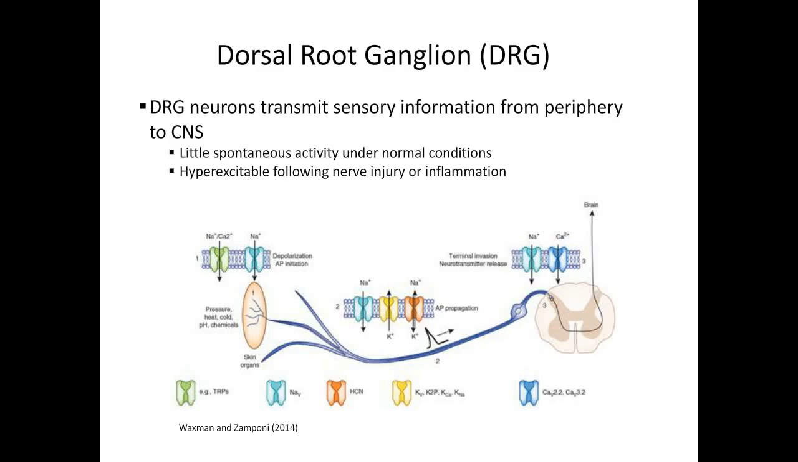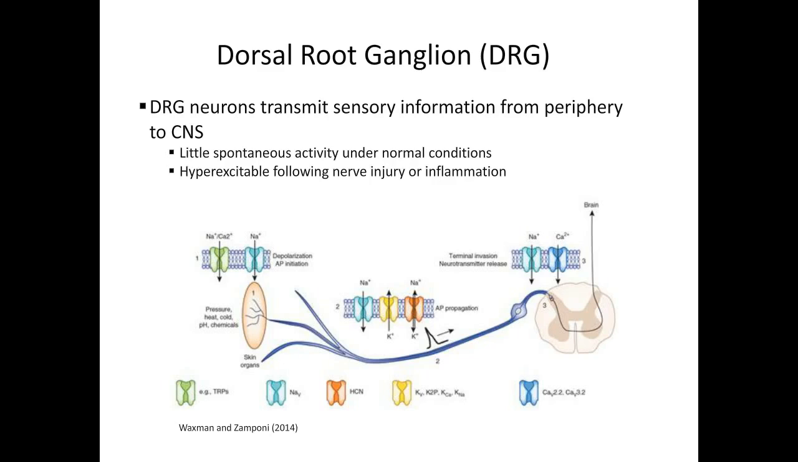As you can see from this cartoon and from this review, there are several different ion channels involved in propagating and integrating these signals along the DRG up into the brain. So there are a lot of different potential targets here, different channels that can be targeted for potential pain, neuropathic pain states.